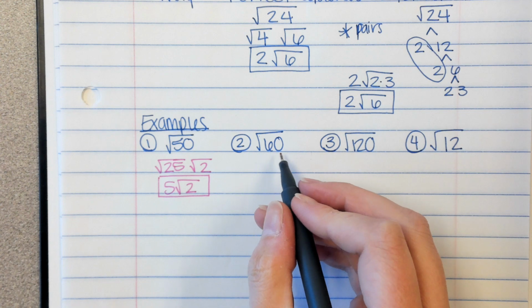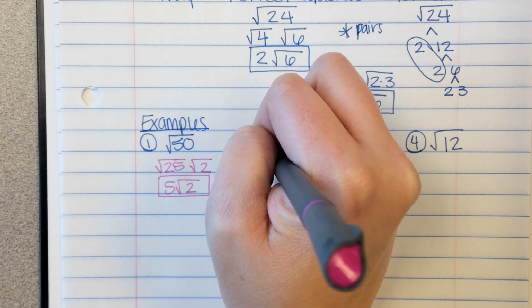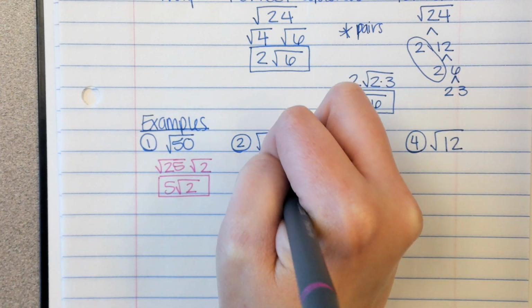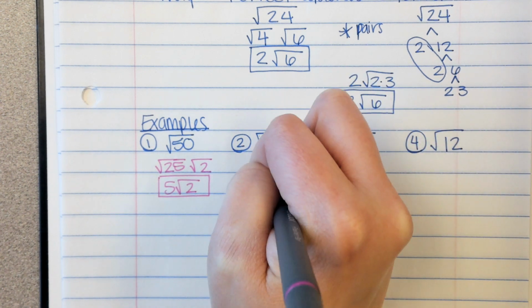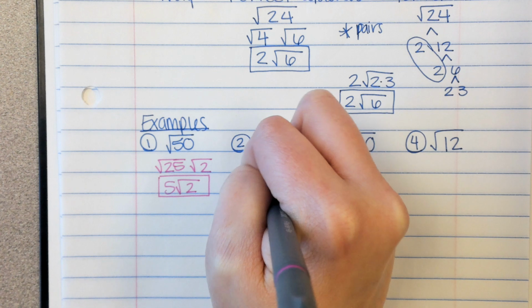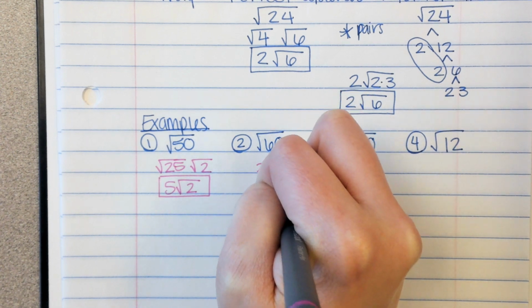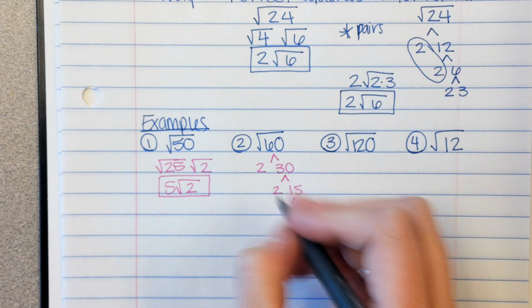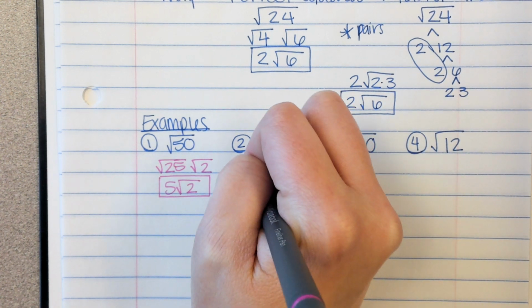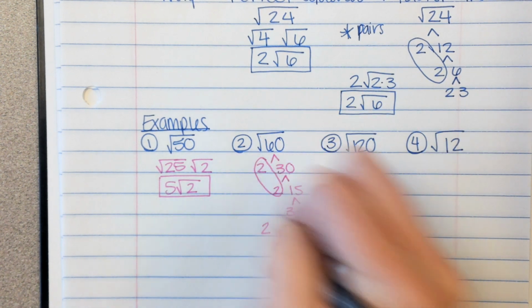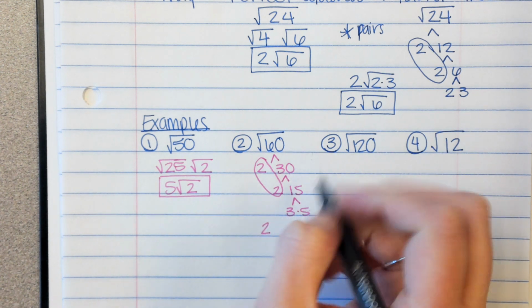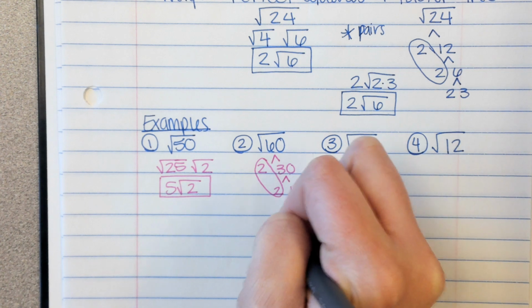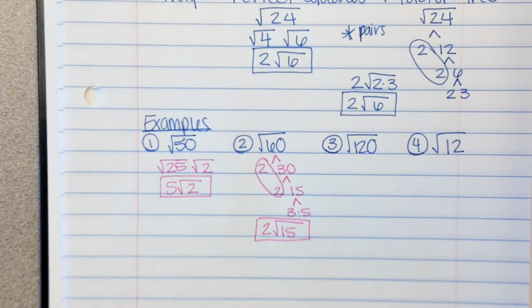Okay, now 60, a perfect square doesn't pop out at me, so I'm going to do 2 times 30, and then I'm going to say 2 times 15, and then 15 is 3 times 5. Okay, so I'm going to look for pairs. So I've got 2 2's. So that means 2 can go on the outside. 3 and 5 don't have a pair, so I'm just going to put those back together inside. So 3 times 5 is 15, and that's my answer.